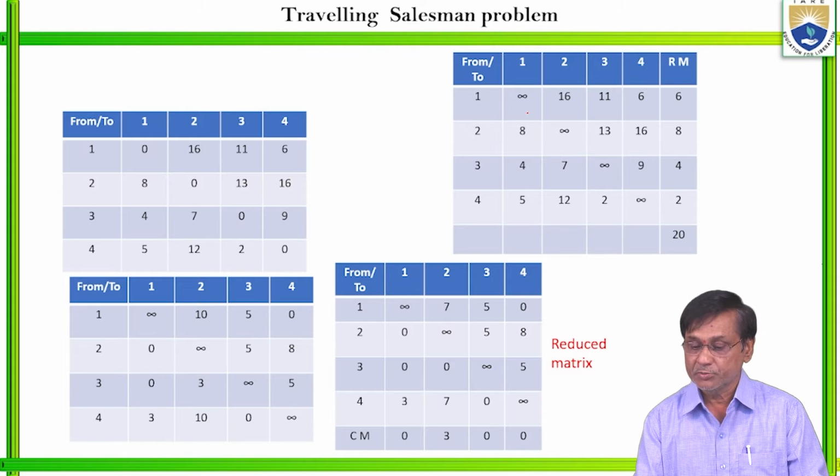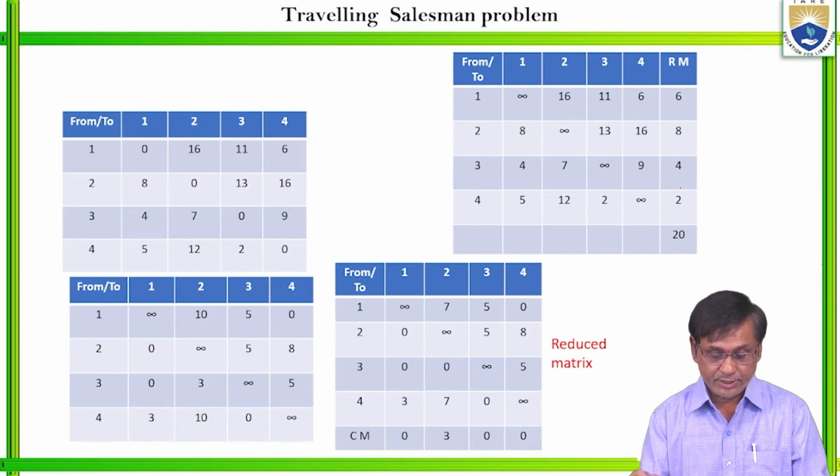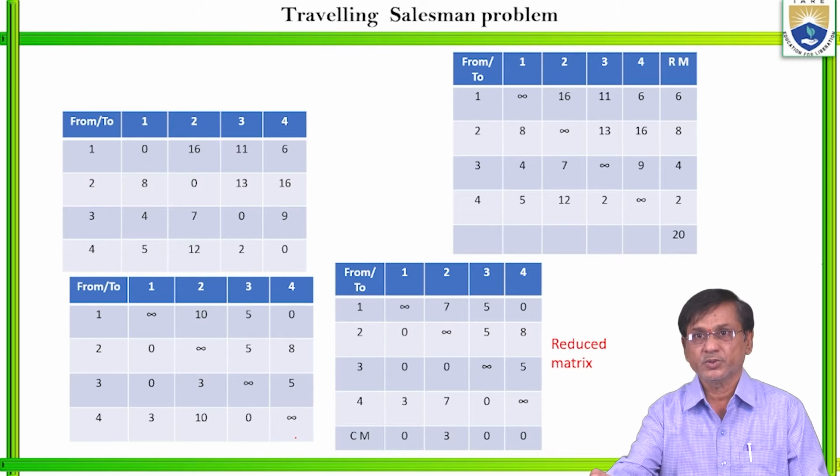Row minimum. The row minimums are 6, 8, 4, 2. That is, the sum is 20. Next, these 6, 8, 4, 2 are subtracted. After reducing these values, you get this matrix: infinity, 10, 5, 0, 0, 8, infinity, 5, 8. I have shown that here.